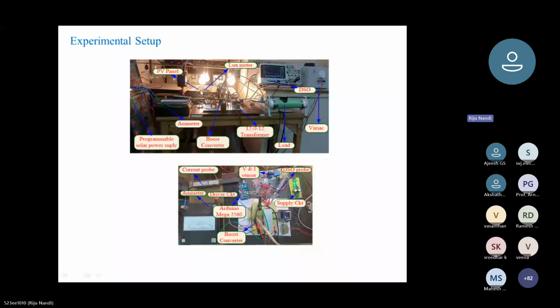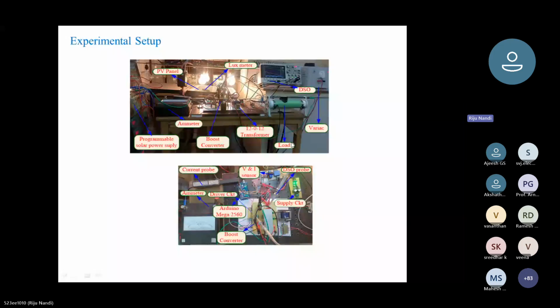So the PV panel, there is also a lux meter to measure how much irradiance is coming. An ammeter is there. This is a portable solar power supply. Also a boost converter is there. I have used the boost converter for maximum power tracking. Then there is a 120/12 transformer for the driver supply circuit and also for the sensor circuit. This is the load.